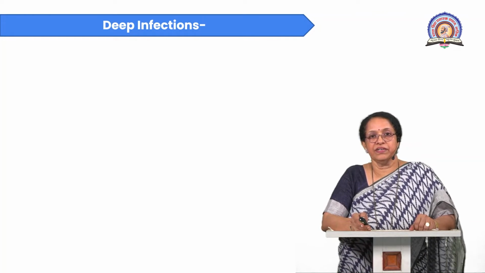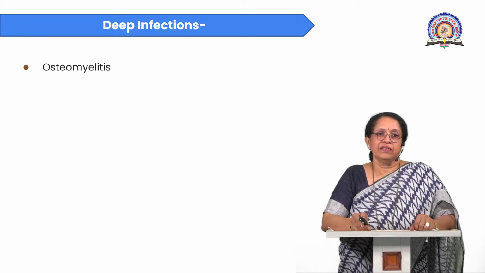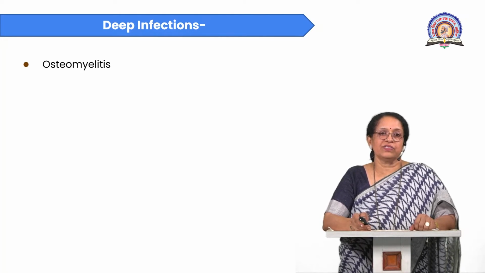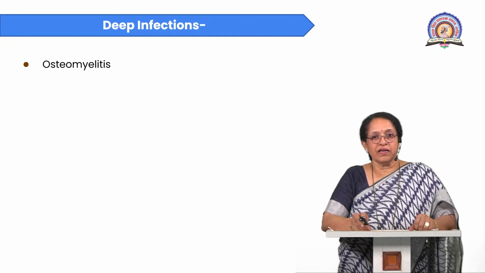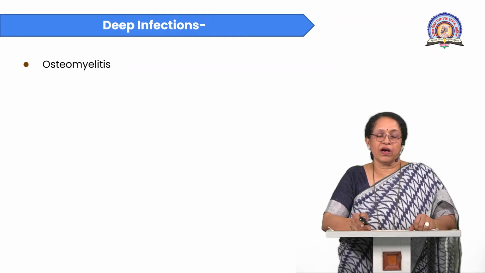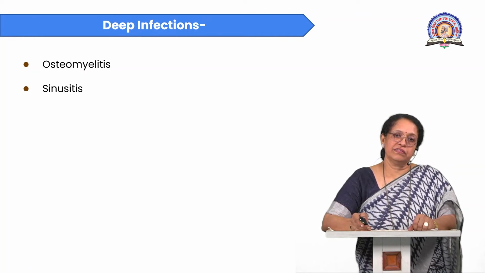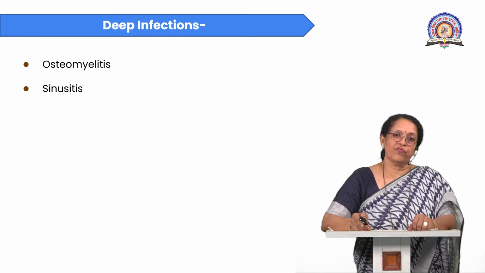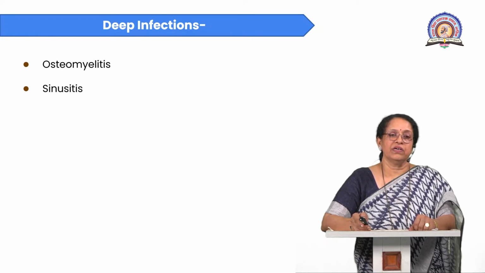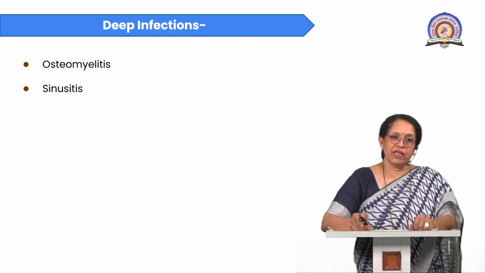We'll start with this deep infection, like osteomyelitis. Here there is involvement of the bones or the bone marrow, and upon their growth, this is inflammation of the bones, nothing but osteomyelitis.